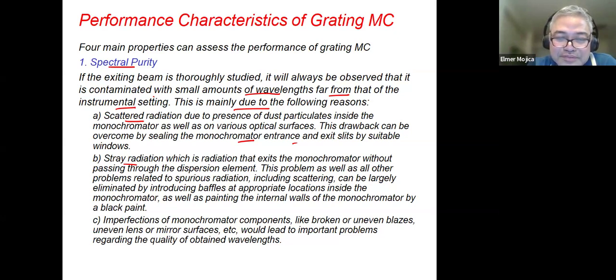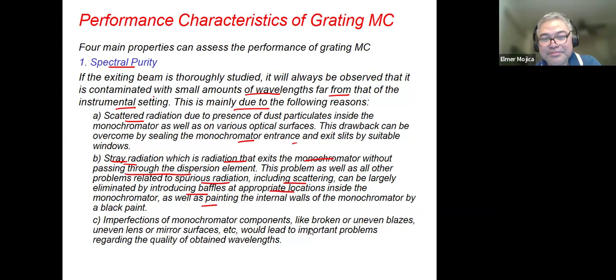Another thing that can affect the spectral purity is the stray radiation. This is radiation that exits the monochromator without passing through the dispersion element. It goes straight through, that's what is stray. You can solve this, as well as the other problems related to spurious radiation, including scattering, by introducing baffles at appropriate locations inside the monochromator, as well as painting the internal walls of the monochromator black.